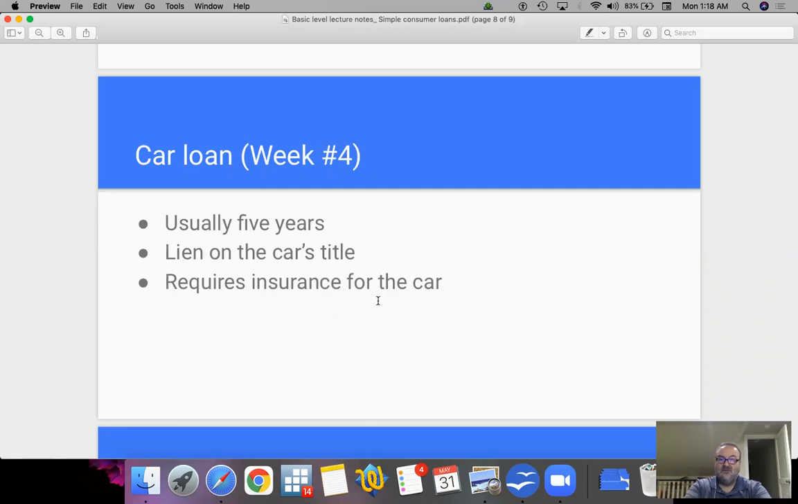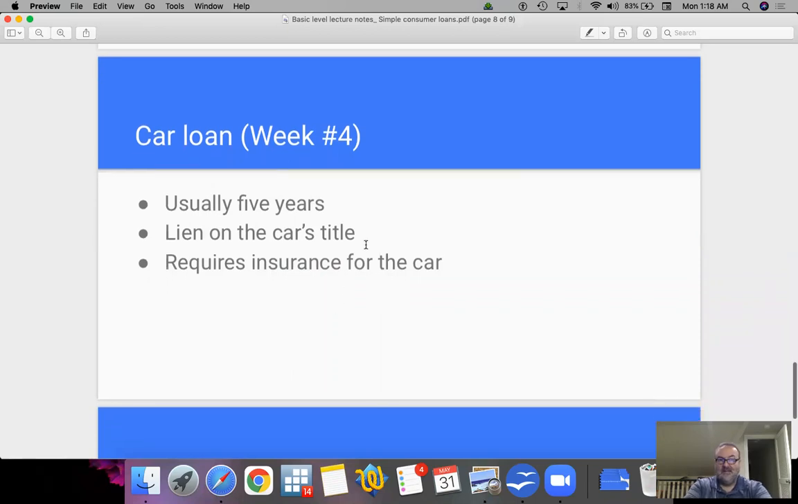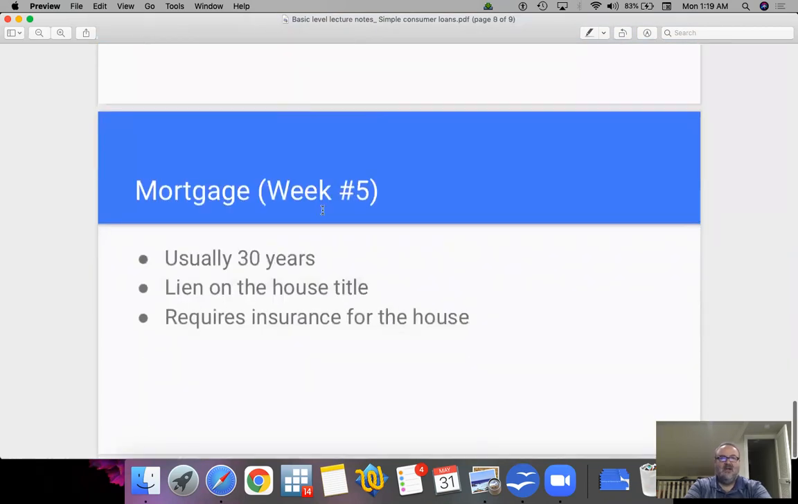But anyhow, with respect to consumer loans, car loans are a type of consumer loan and they require insurance for the car. They will put a lien on the car's title, and it usually is about 5 years. In week number 5, we will talk about mortgages. As part of the consumer loans, mortgages are usually the least costly way to borrow money because they put a lien on the house title. It usually is about 30 years and it requires insurance for the house.